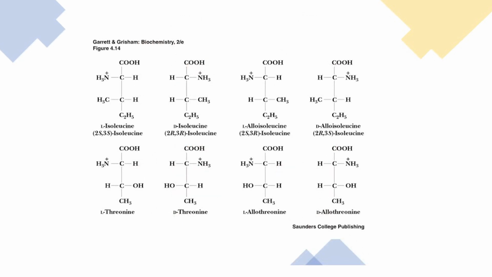The nomenclature of amino acids is somewhat confusing. These are examples of amino acids and their nomenclature. For L-isoleucine, the IUPAC nomenclature is 2S, 3S isoleucine, and for D-isoleucine it is 2R, 3R isoleucine. The R and S absolute configuration here is similar to that in monosaccharides, IUPAC nomenclature. But you have to remember the names of the 20 standard amino acids.